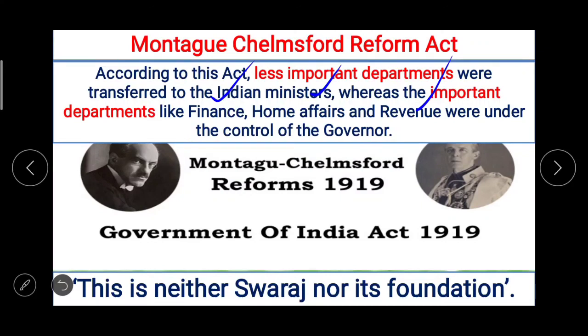The 1919 Act did not give much exposure to the demand for responsible government of Indians. Everybody was disappointed due to this act, and Tilak criticized the act in the words, "This is neither Swaraj nor its foundation." So the Indians understood that if they have to subdue the British government, then the agitation needs to be more rigorous, and India got prepared for a new movement. Now about that new movement, we'll talk in the next topic.